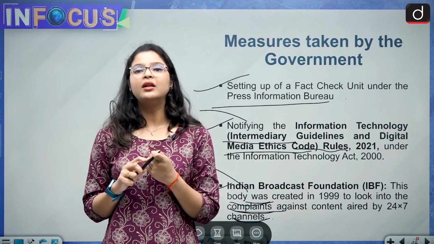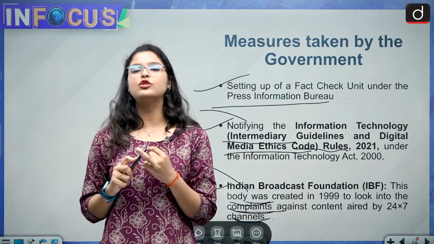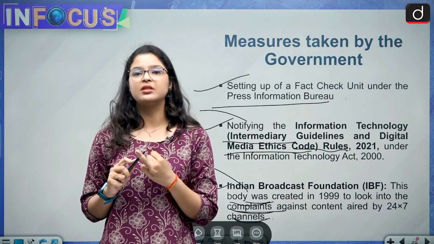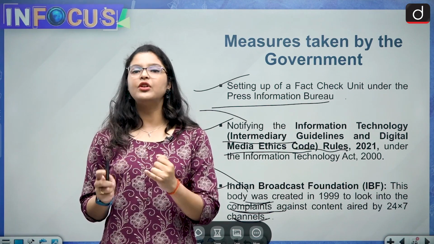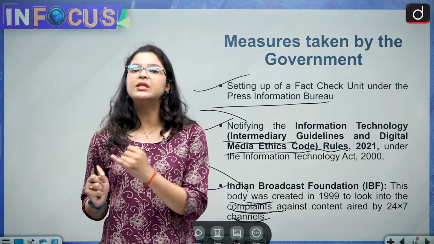We have seen and understood the meaning of fake news. We have also seen what is misinformation, and we have also analyzed the legal provisions which are helpful in curbing them. We have also seen the measures taken by the Indian government to curb the spread of fake news and misinformation.